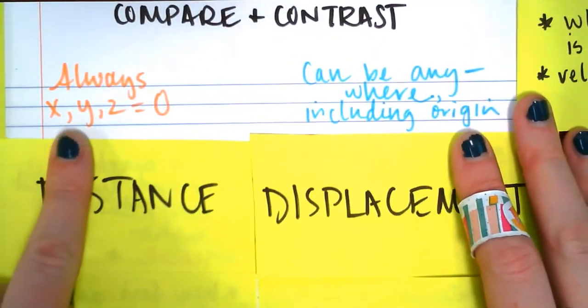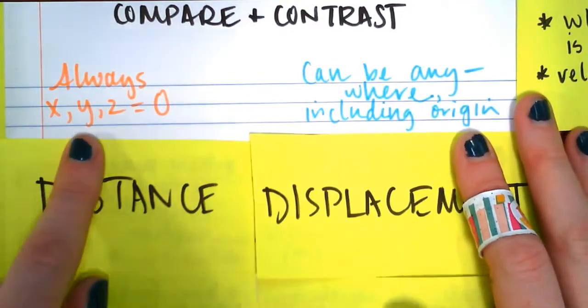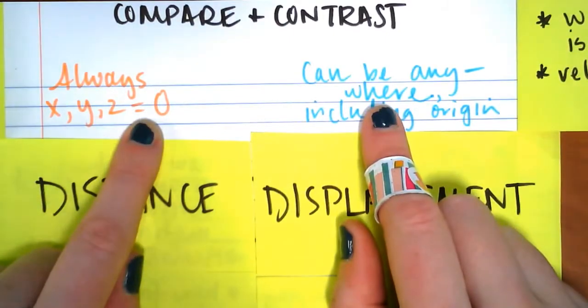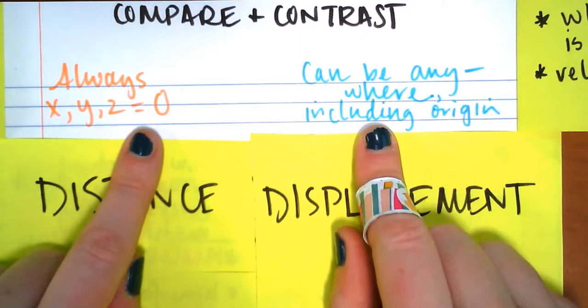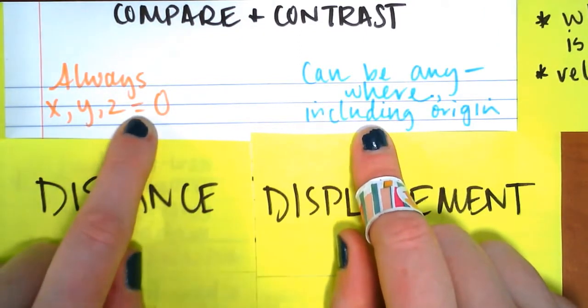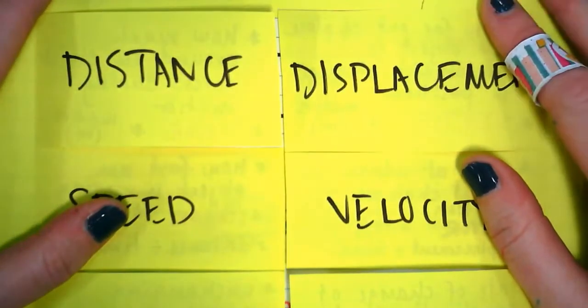To compare and contrast these two terms, for the origin, the values for an x, a y, a z, any coordinate are always equal to 0. But for position, that object can be anywhere, including at the origin. It could be at position 0, 0, 0. Our next two terms, distance and displacement.